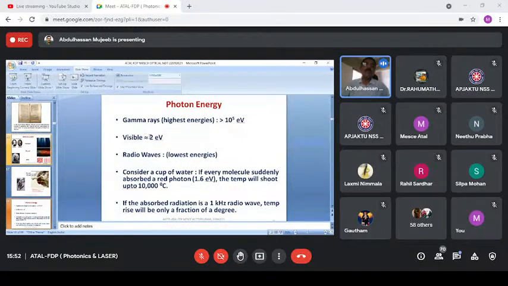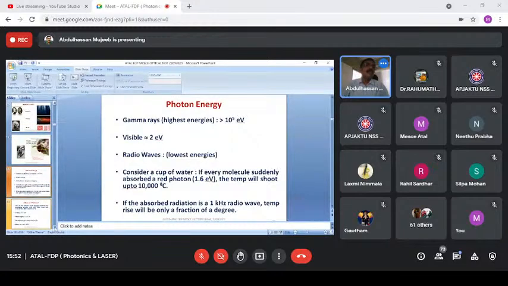When we consider a photon of visible energy, 2 electron volt, and a cup of water, if every molecule suddenly absorbed a red photon, the temperature would shoot up to 10,000 degrees centigrade. So a cup of water can be raised to a temperature of 10,000 degrees centigrade with photons of 1.6 electron volt. That many red photons can be absorbed in a cup of water. This is the powerful nature of photon energy. That is what we call a laser.